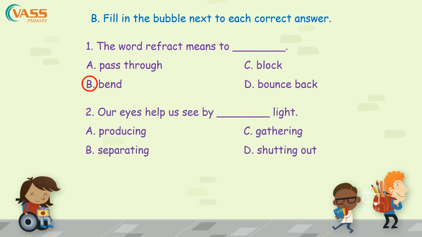Number 2, our eyes help us see by doing what to light? A, producing light, which means to create light. B, separating light, changing it into multiple forms of light. C, gathering light and collecting it for further use. Or D, shutting it out and blocking the light. What do our eyes help us see by? You're right, it's gathering. Question C. Don't forget to write it down and we'll check it again later.